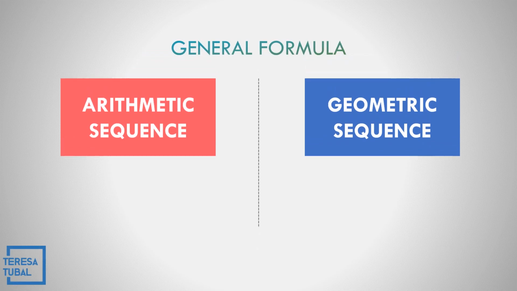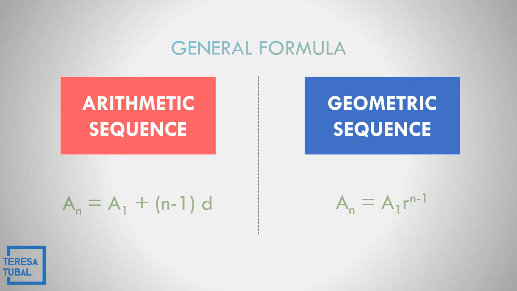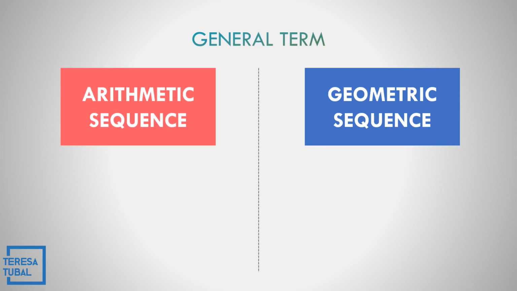What is the general formula of the arithmetic sequence? The formula is a sub n is equal to a sub 1 plus the quantity n minus 1 times d. How about in the geometric sequence? The formula is a sub n is equal to a sub 1 times r raised to n minus 1. The general term of the arithmetic sequence is linear, while the general term of the geometric sequence is exponential.